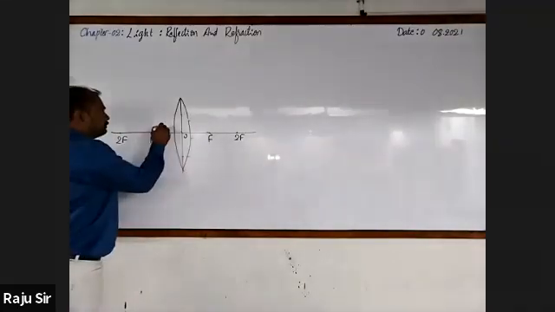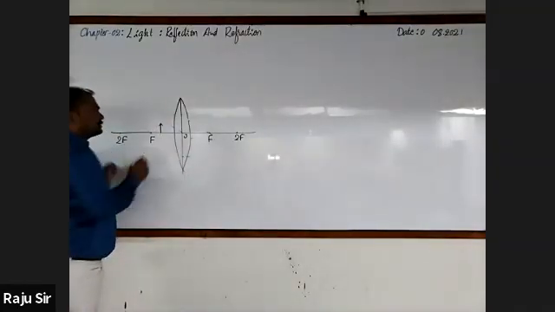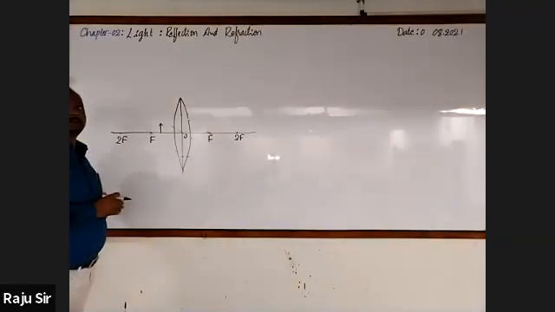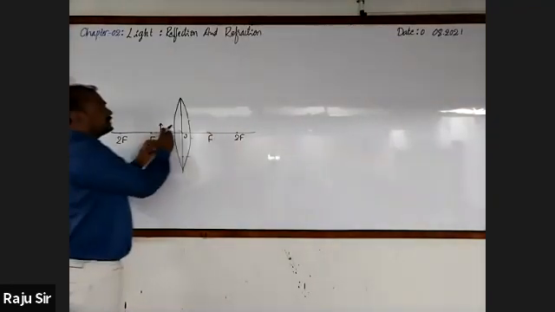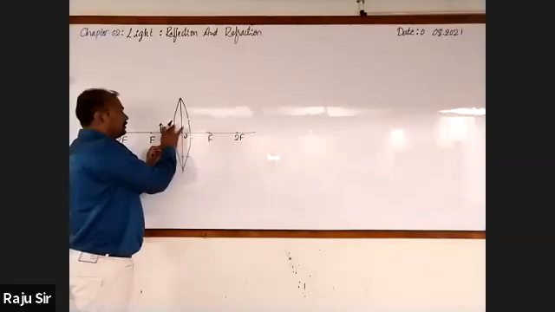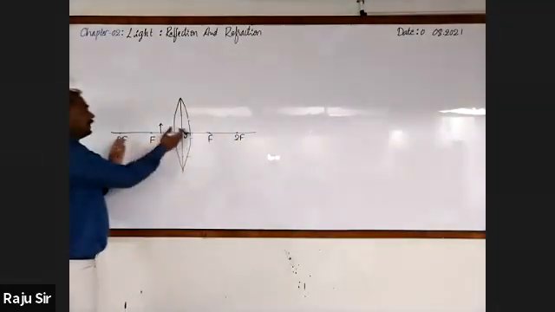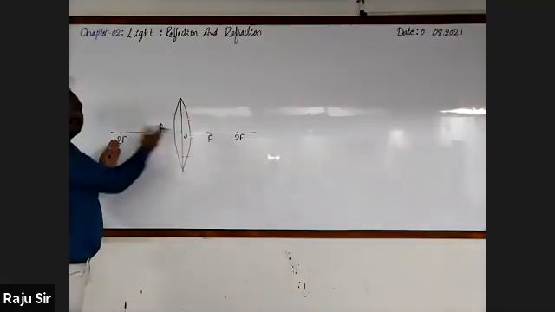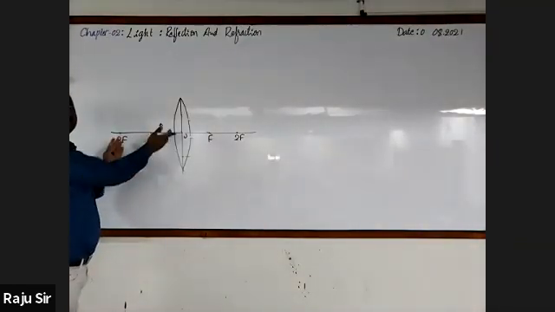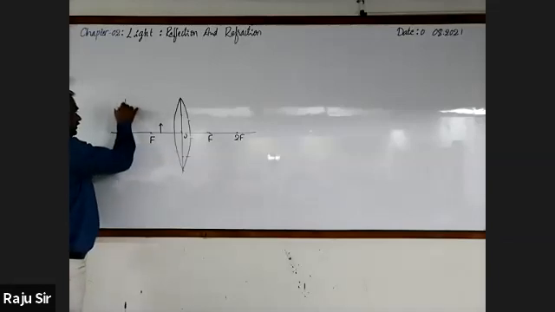When the object is placed between the optical center and the principal focus, where is the image formed? Image is formed in front of the lens, or on the same side of the object. Right?